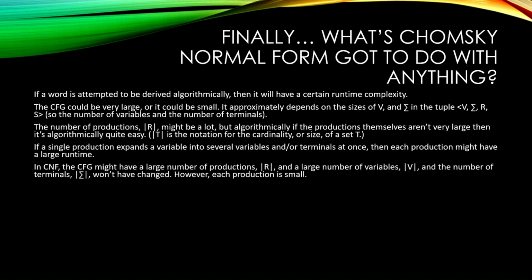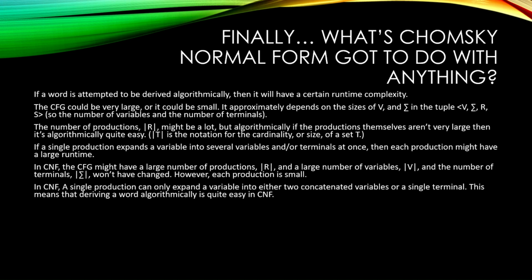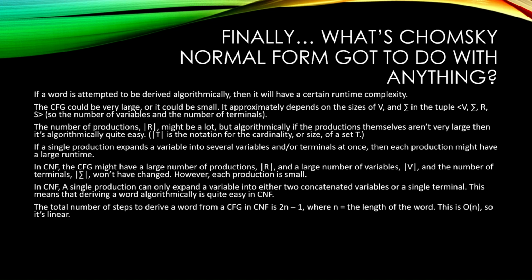In Chomsky normal form, the context-free grammar might have a large number of productions and a large number of variables, but the number of terminals won't have changed. However, in Chomsky normal form, each of the expansions is very small. We can only expand a variable into a single terminal or 2 variables. So, yeah, it says that here. This means that because the productions themselves are quite small, deriving a word algorithmically is quite easy in Chomsky normal form.